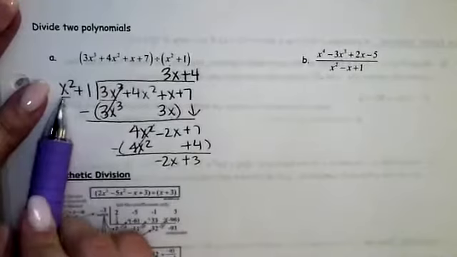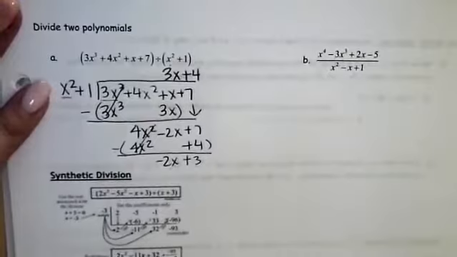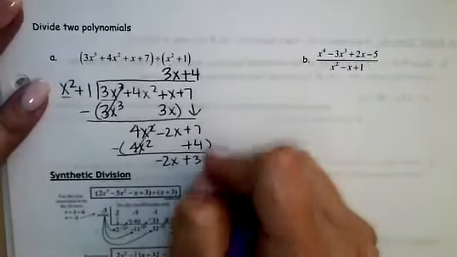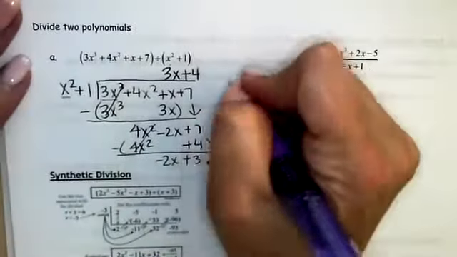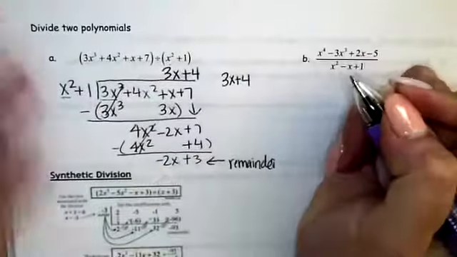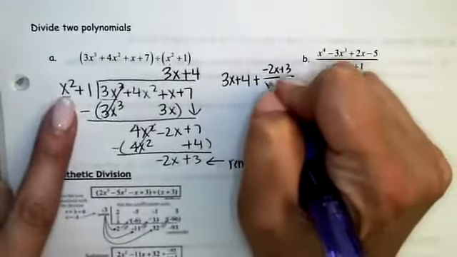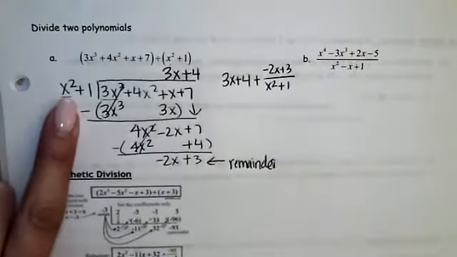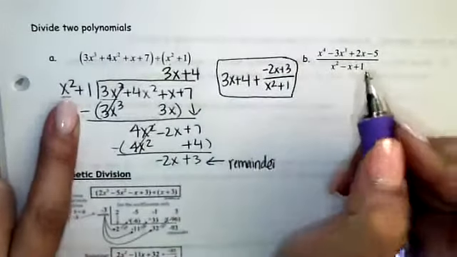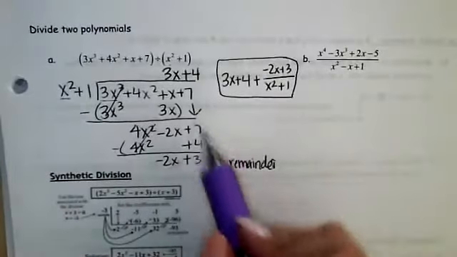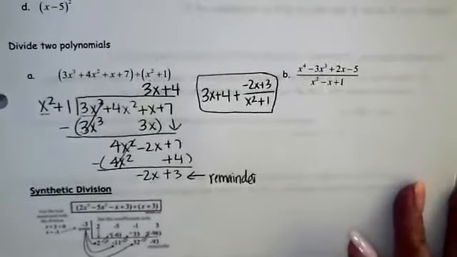Now, negative 2x divided by x squared you can't do. It doesn't divide evenly. So this right here is the remainder. To write our answer, we write 3x plus 4, and then we take this remainder and add it on top and our divisor on the bottom. So 3x plus 4 plus negative 2x plus 3 over x squared plus 1 would be my answer. This is the correct way to put it, so you want to put your remainder on top of your divisor there. All right, we're going to try another one here.